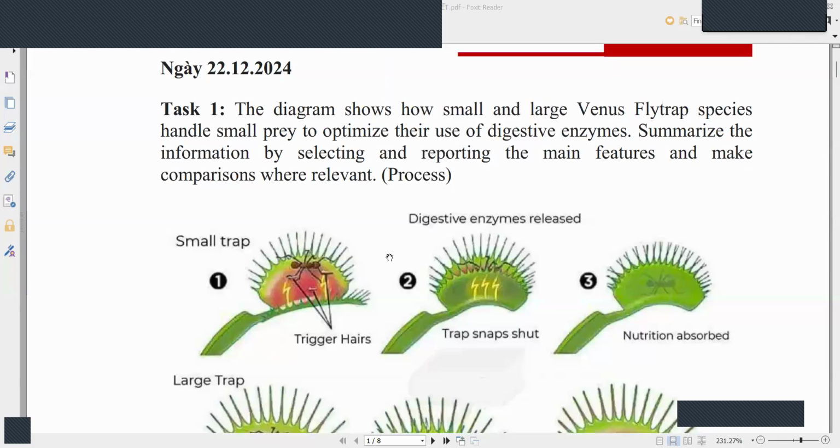Xin chào các bạn, chào mừng các bạn đã đến phần chữa bài tập cái đề thi ngày 22 tháng 12 năm 2024 cho phần đề thi IELTS Writing. Đề thi như sau. Task 1.